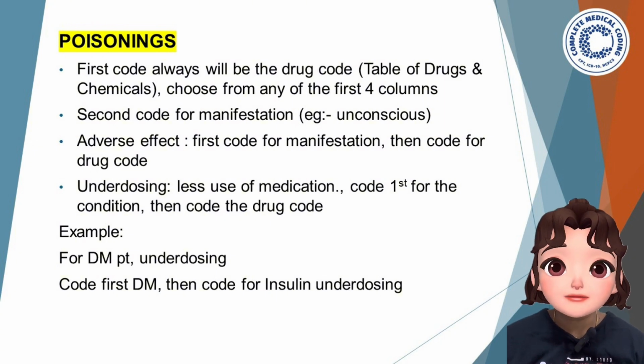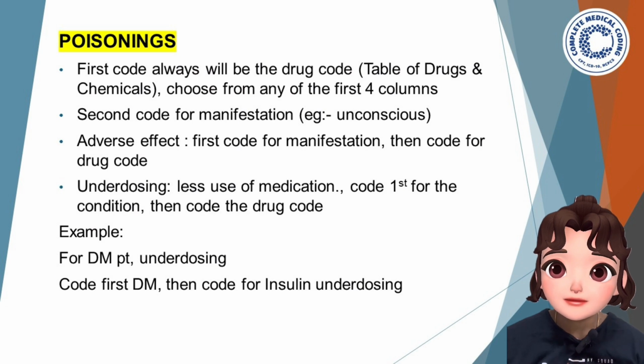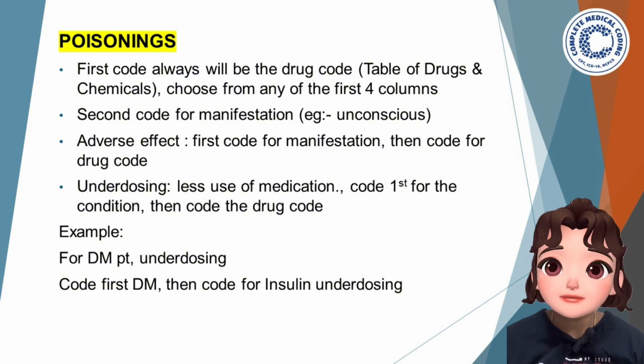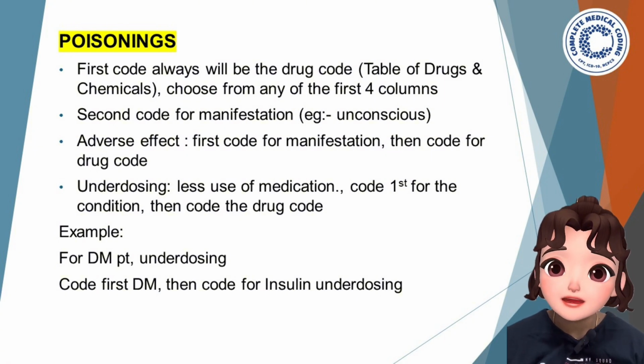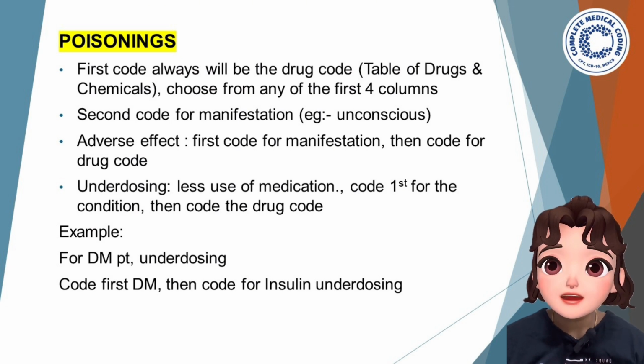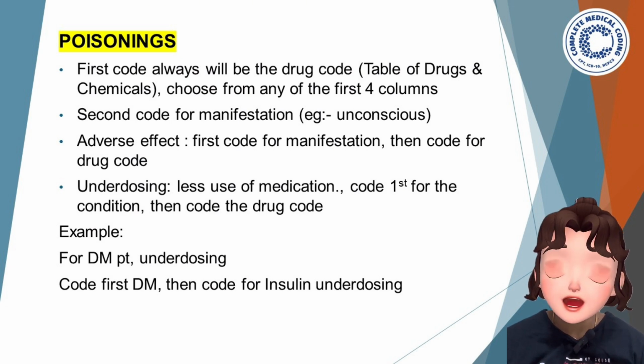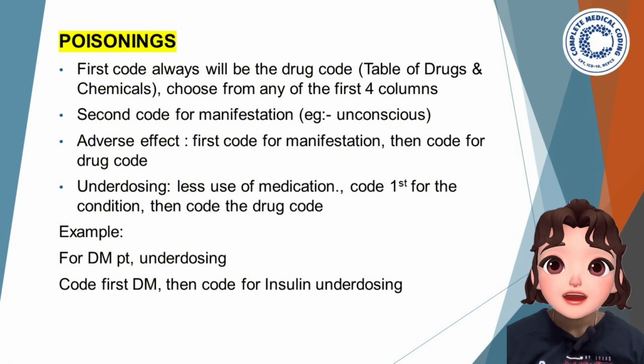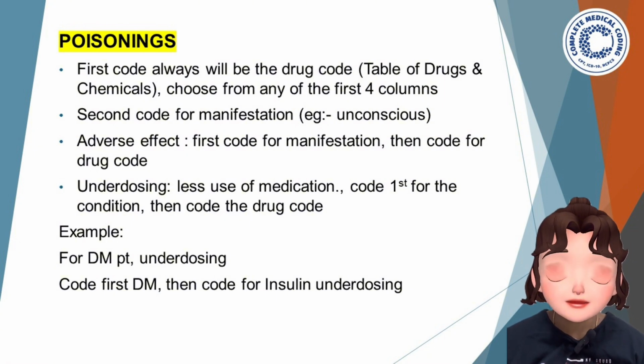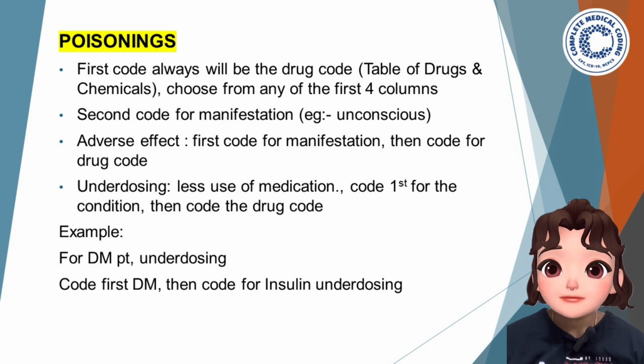Choose from any of the first four columns. The first four columns are mentioned; you have to choose from those. Otherwise, you will get it from the codes also. From the table you will get it, and from the chapters also. Now, the second code is for the manifestation. So first you always code the drug code. Secondly, you code the manifestation. For example, unconscious, like that.